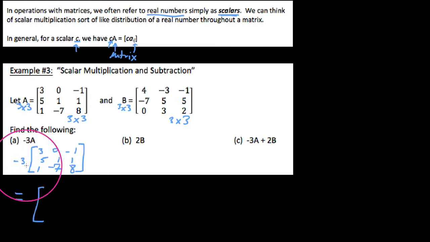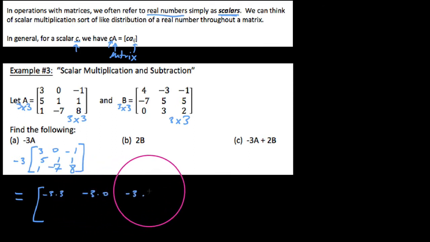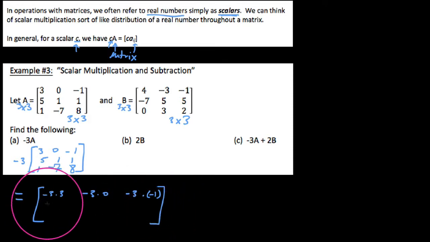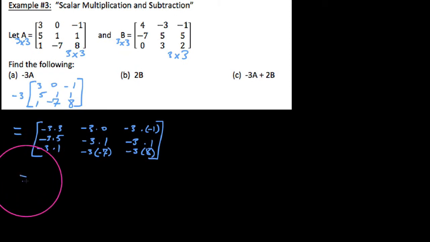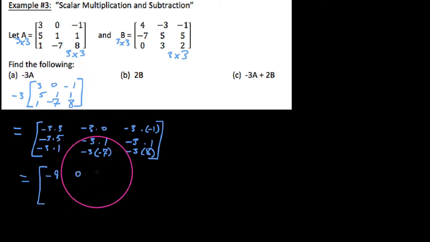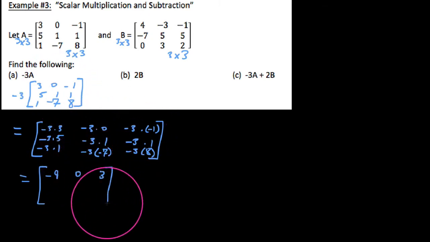Carrying this out, I get negative 3 times 3, negative 3 times 0, negative 3 times negative 1, then negative 3 times 5, negative 3 times 1, negative 3 times 1. Down here I get negative 3 times 1, negative 3 times negative 7, and negative 3 times 8. Writing all of this out really isn't worth our time; it's really like distribution. Negative 3 times 3 gives negative 9, negative 3 times 0 gives 0, and negative 3 times negative 1 is 3.